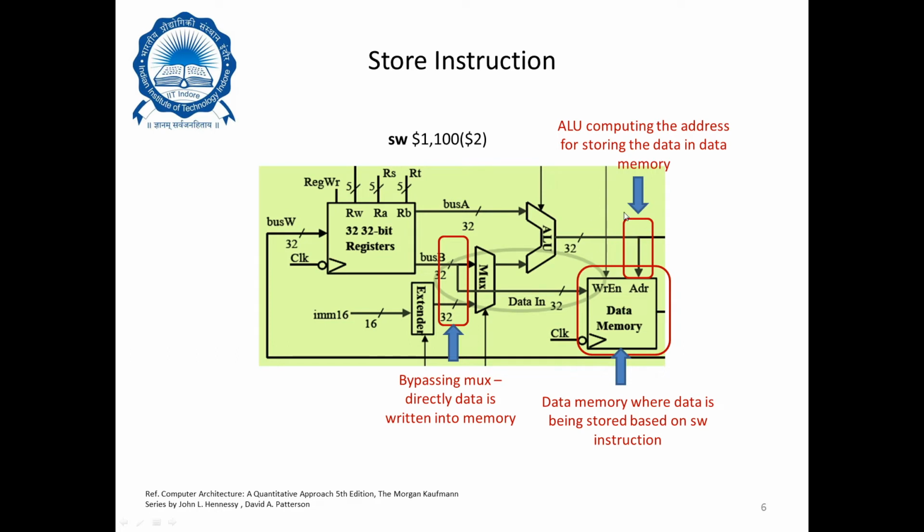So that is the effective address calculation that is being done based on this offset value and the content of the register, which is a base address. And this is the place where the data memory actually stores the data based on the SW instruction from the register. So this write enable is kept at 1 when we want to write the data into the data memory. Fine.